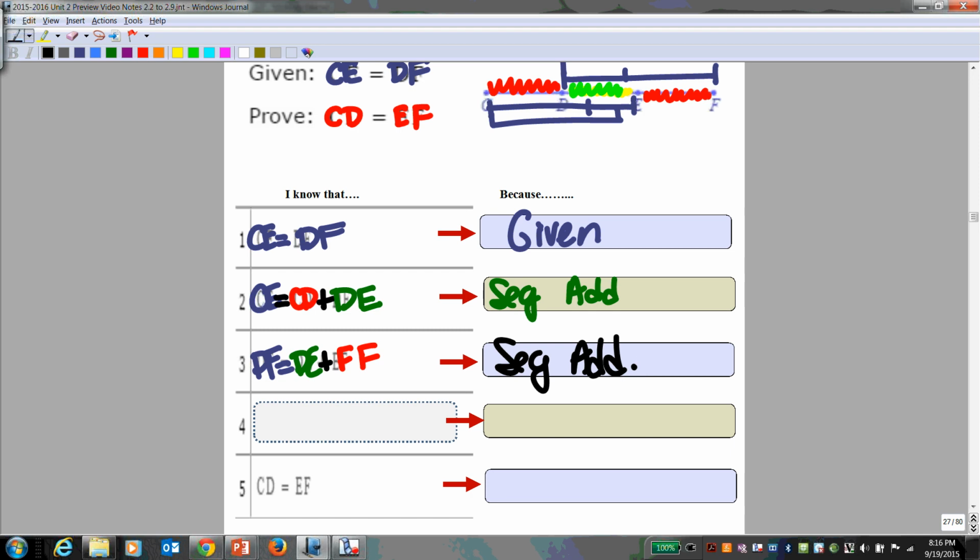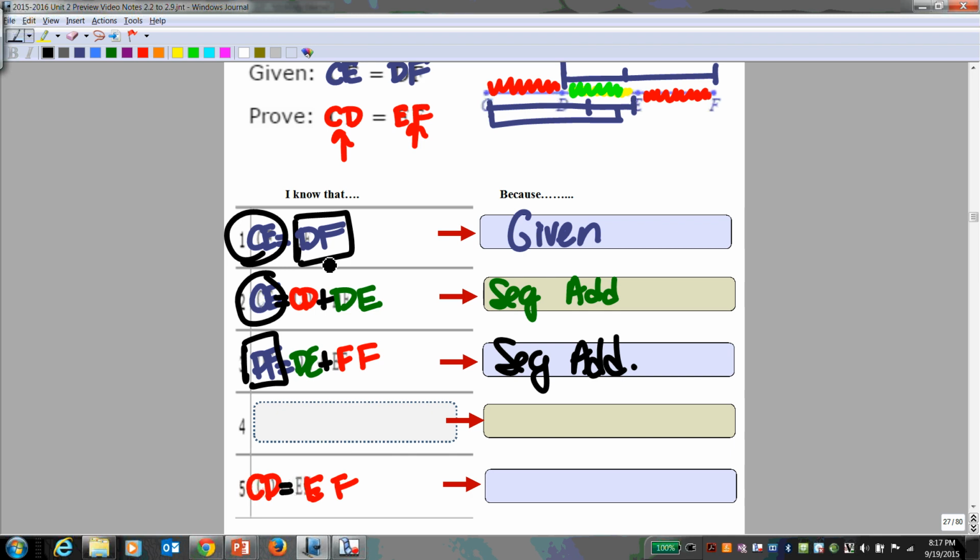Very carefully, it's number 4. There's nothing on either side, so look at what your target is. Our target is to say that the red segments are equal. So we have to do something that involves the red segments. Watch very carefully. We already saw in step 1, CE, circle that, and DF, box it, are equal. And if that's the case, we can say that this expression is equal to that expression.